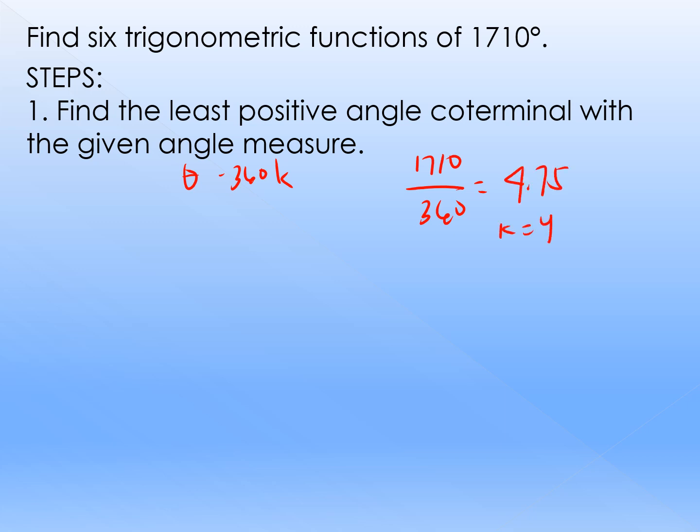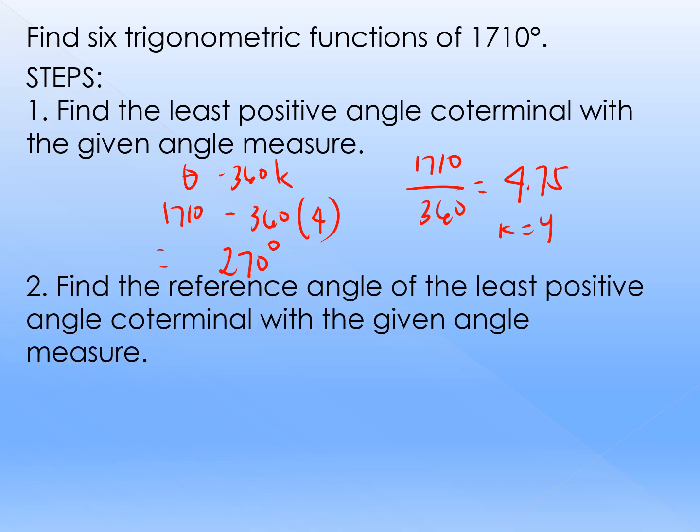Let us now substitute the value of k, which is equal to 4, and the angle measure 1710 degrees. So instead of writing theta, we're going to write 1710 minus 360, and instead of writing k, we're going to write 4. So 1710 minus 360 times 4 is equal to 270 degrees. So the least positive angle coterminal with the given angle measure is 270 degrees.